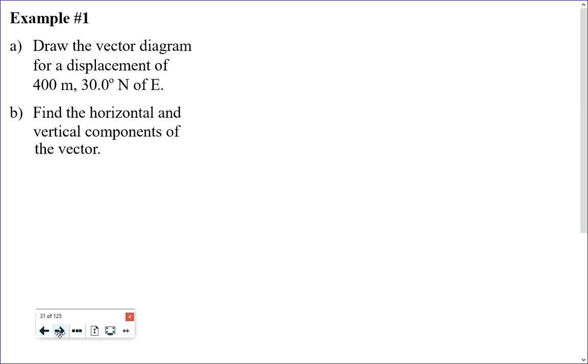So, draw a vector diagram for a displacement of 400 meters, 30 degrees north of east. This is pretty simple. What I've drawn is not a vector right now. I'm just drawing an arrow, and I used a dotted line to indicate that that's east. You don't need that arrow. You could just put a dotted line. But I put the arrow there because that tells me I'm going to start drawing my vector from this point right here. And I have to imagine facing east and then rotating my position so that I will be walking 30 degrees north of that, which means in that direction.